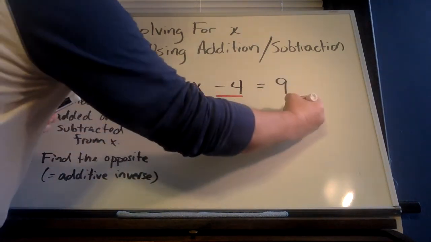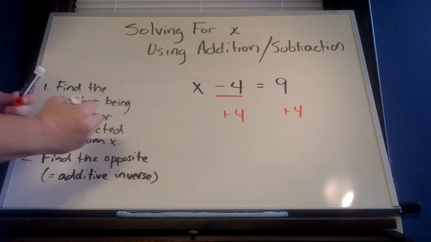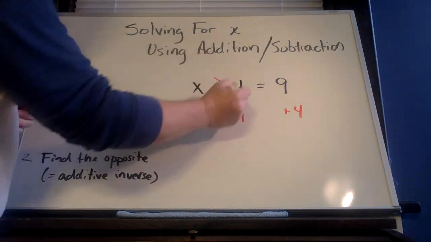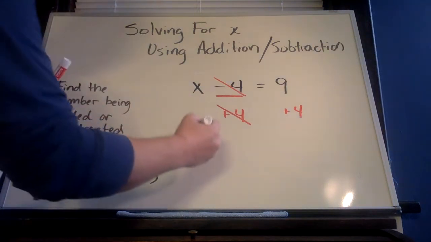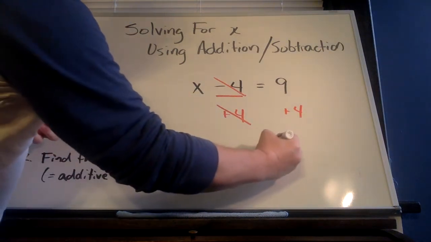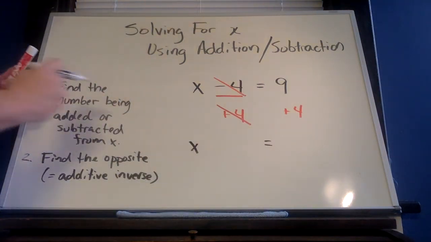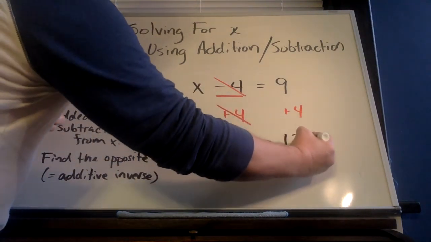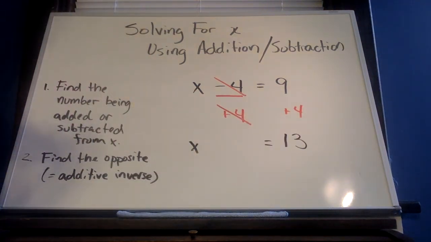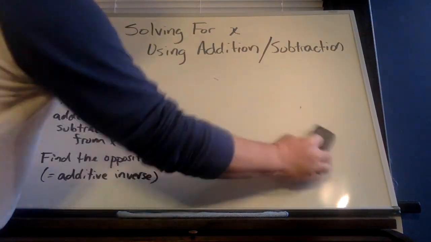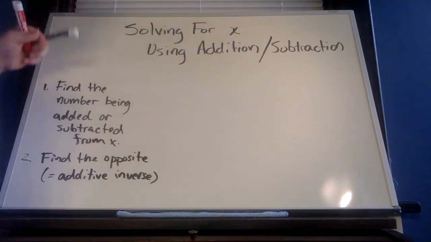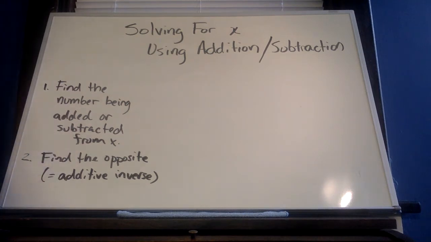Whatever I do to one side, I have to do to the other. Minus 4 and plus 4 cancel each other out. So now all that's left on my one side is x. I add up the other side. 9 and 4 give me 13. Now typically when we see problems, the x is going to be on the left-hand side, but it doesn't have to be. So remember, I didn't say in the instructions, find the number on the left side. I said find the number associated with x.